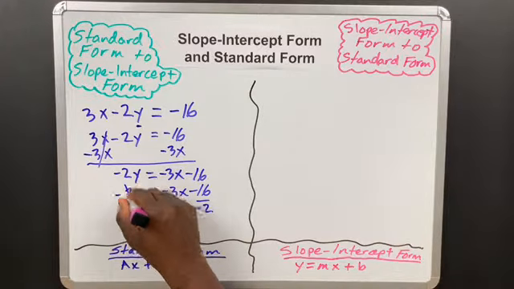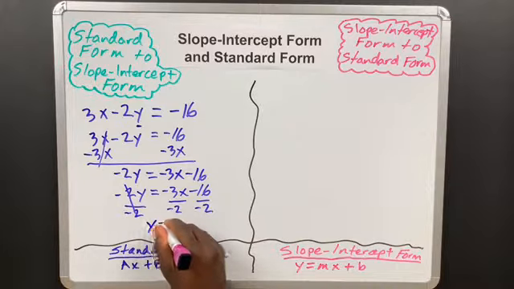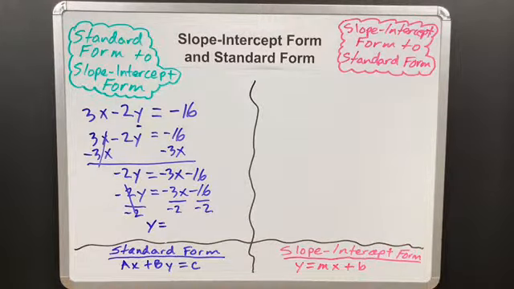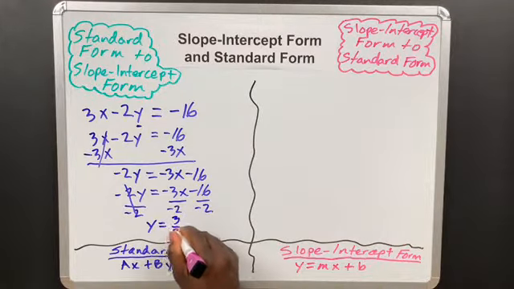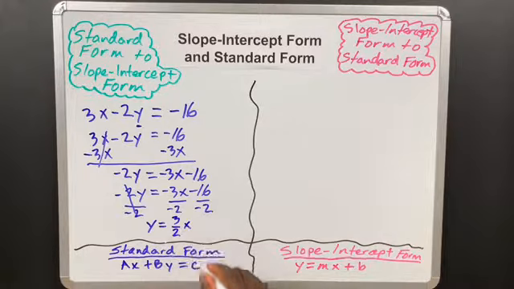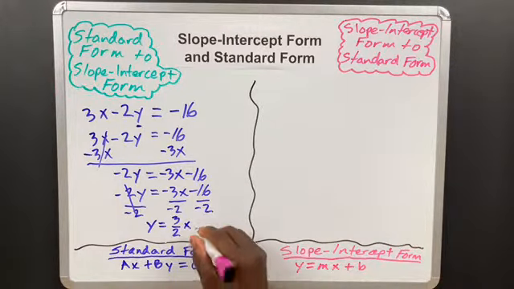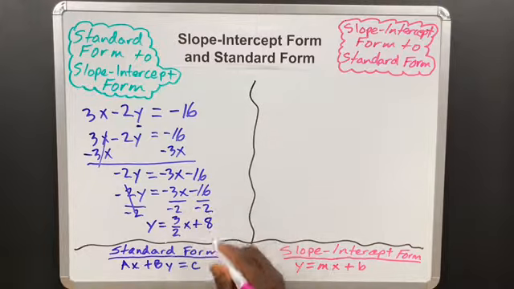Negative 2 divided by negative 2 is 1. That crosses out. We get y equals. A negative divided by a negative is a positive. So that's going to be positive 3 over 2 times x. And then we have negative divided by negative again. So that's going to be positive or plus 8. 16 divided by 2. Or negative 16 divided by negative 2.